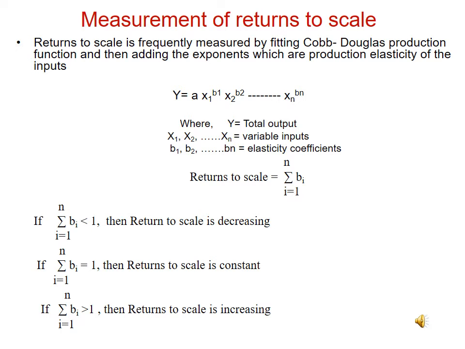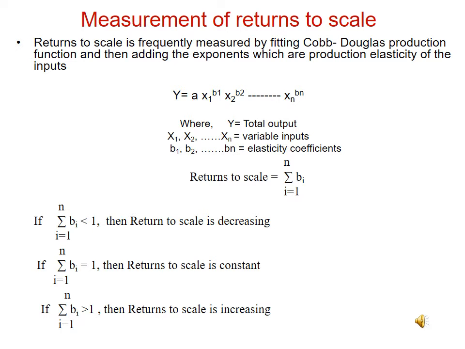So now, how can we measure the returns to scale? By looking at the production function, how can we say whether the returns to scale is increasing, decreasing or constant? There is a formula to calculate the returns to scale, and this is generally measured by fitting a Cobb-Douglas or power production function, and then summing the exponents of this production function, which are also called the production elasticities of the inputs. We would get some value, and depending upon that value we can say whether the returns to scale is increasing, decreasing or constant.